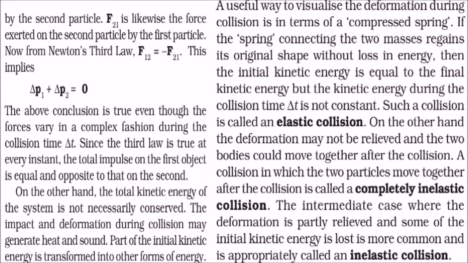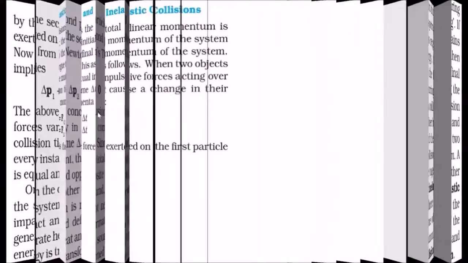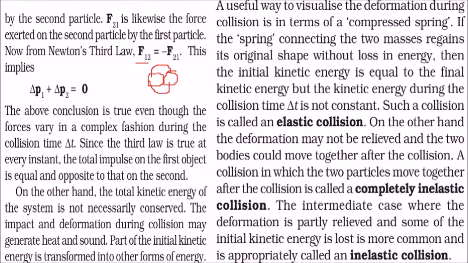In this case, by Newton's third law of motion, F12 will be equal to minus F21. Equal and opposite force will be there, because this is exerting force here, this is going to exert force here, means equal and opposite. So F12 will be equal to minus F21, the forces. So when we take these two equations, delta P1 plus delta P2 equals 0, and this conclusion shows that the momentum remains the same before and after.